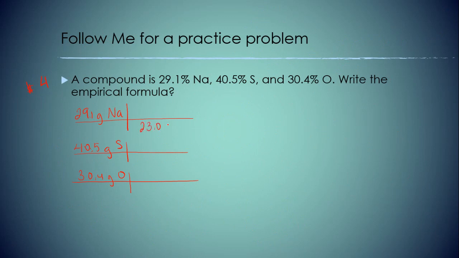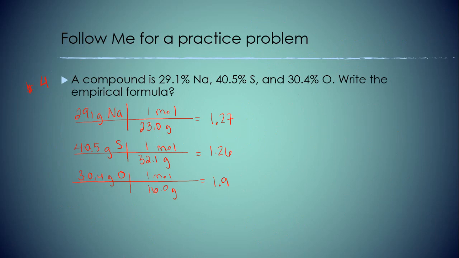Okay, so there are 23 grams of sodium in 1 mole according to the periodic table. And that comes out to be 1.27. If you do 40.4 or 40.5 grams of sulfur, there are 32.1 grams in a mole according to the periodic table. You do the math of that, you should get 1.26. 30.4 grams of oxygen, and there's 16 grams in a mole according to the periodic table. That gives me 1.9.